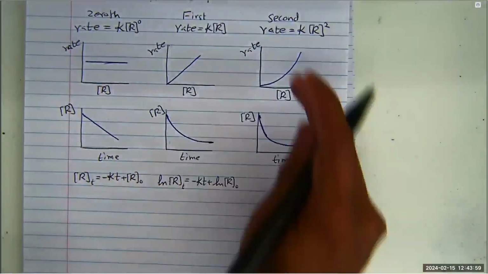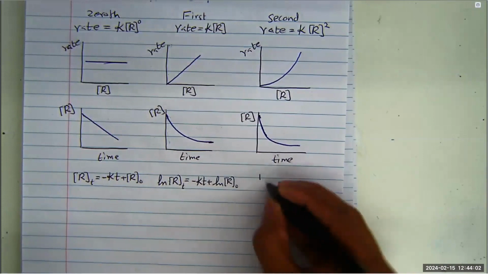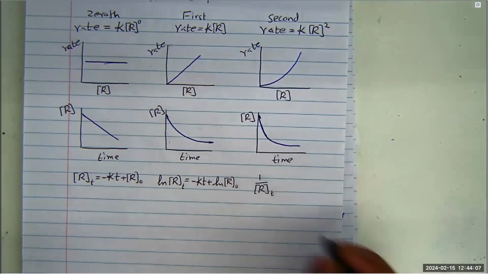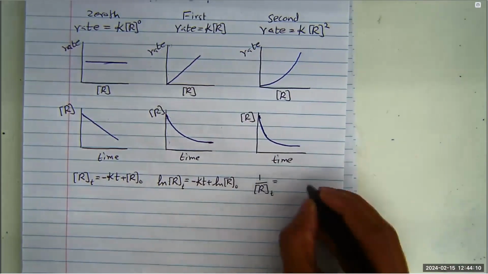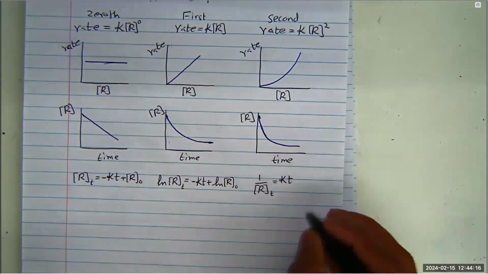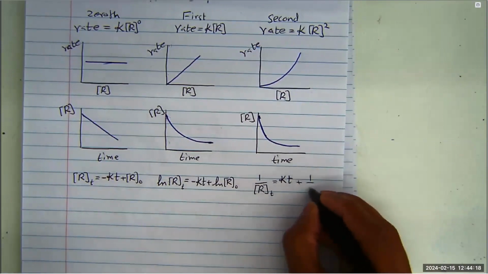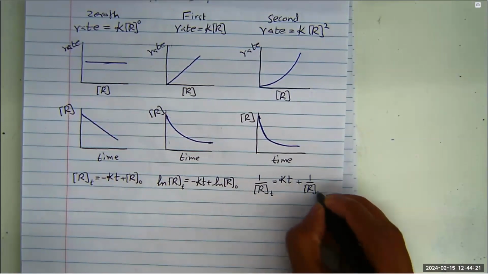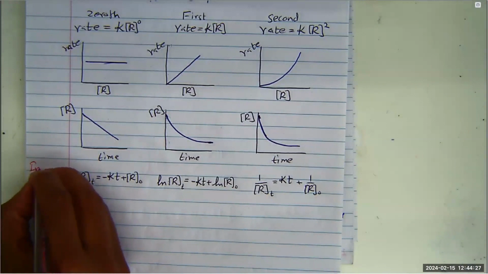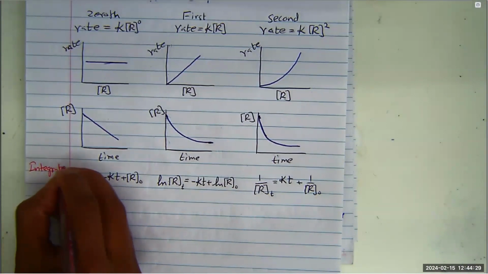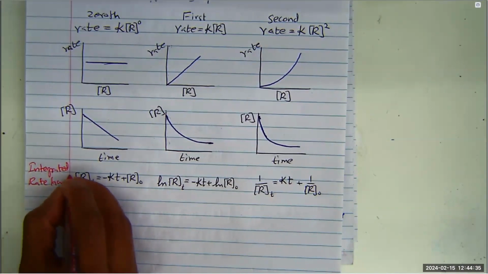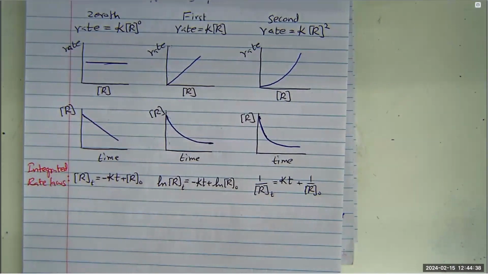All right. And then when it comes to the second order reactions, we saw that when we integrate, we have 1 over reactant concentration, and that is equal to not negative k, but k, the rate constant, times time plus 1 over R naught. So these are the integrated rate laws. So we can write them. These are my integrated rate laws.